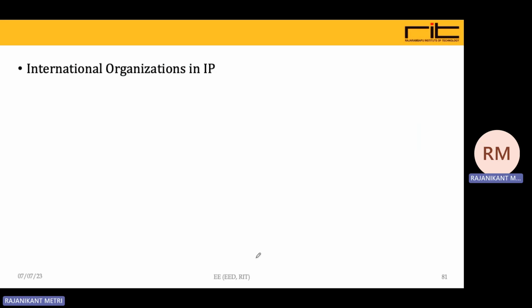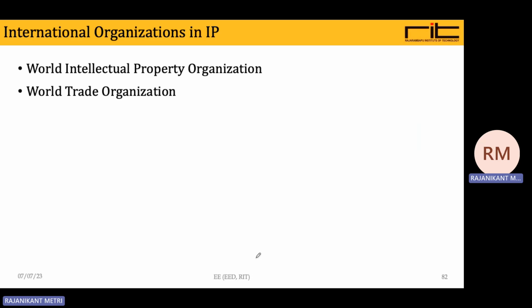Now we will discuss some points related to the international organizations in intellectual property. There are mainly two bodies. One is the World Intellectual Property Organization, that is WIPO, and the other is the World Technology Licensing Organization. So the important thing here is IPR licensing and technology transfer.